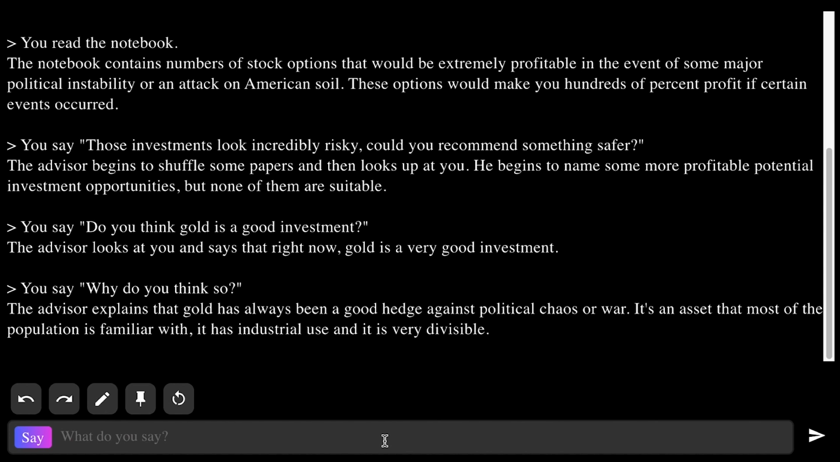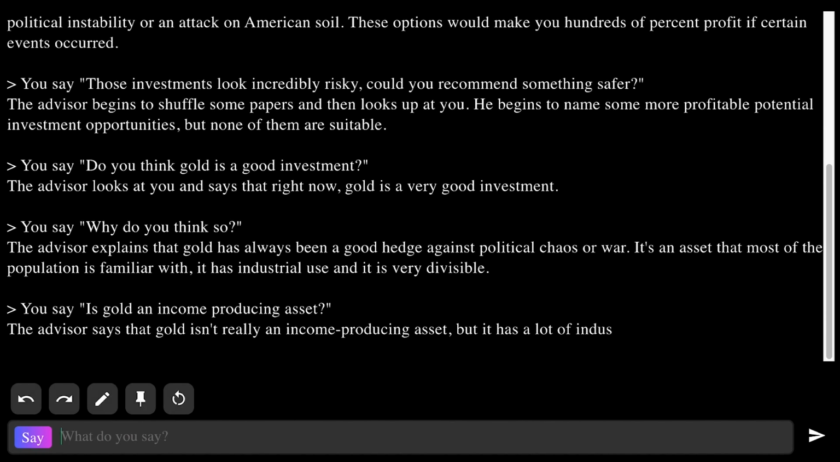You know, let's see how well GPT-3 understands what gold is. Let's ask him, is gold an income-producing asset? The advisor says that gold isn't really an income-producing asset, but it has a lot of industrial uses, which is good. Okay, so that's correct, I guess, but let's ask him, how much gold should one have in their portfolio?